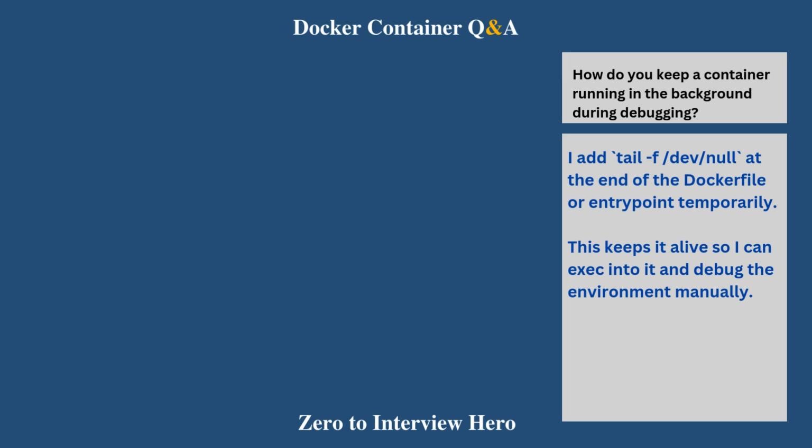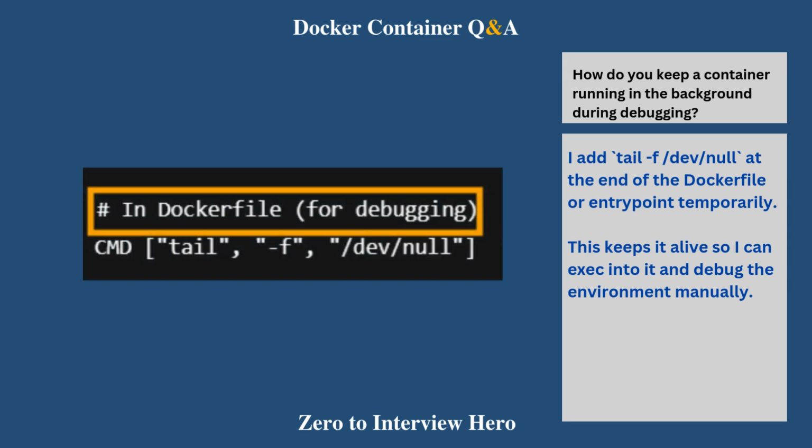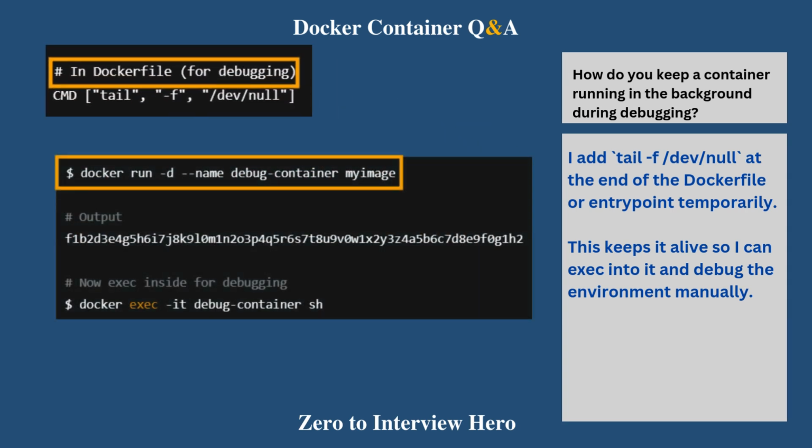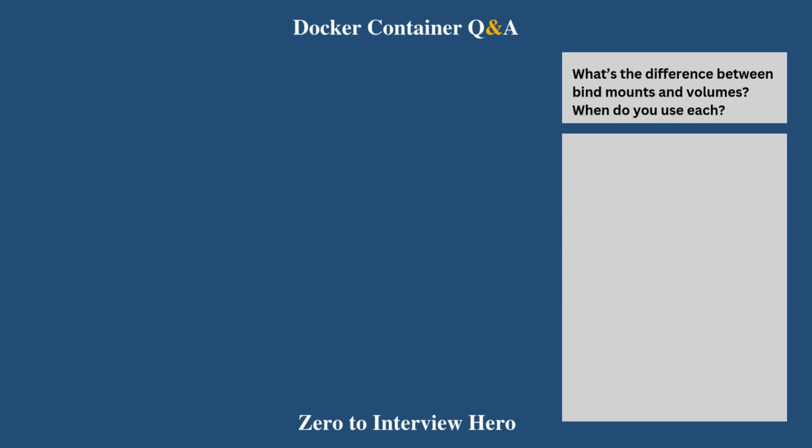Moving on with our next question. How do you keep a container running in the background during debugging? Here's how you can answer. I add tail -f /dev/null at the end of the Dockerfile or entrypoint temporarily. This keeps it alive so I can exec into it and debug the entire environment manually.